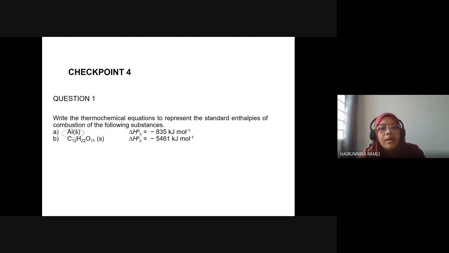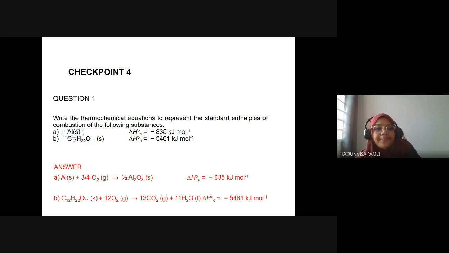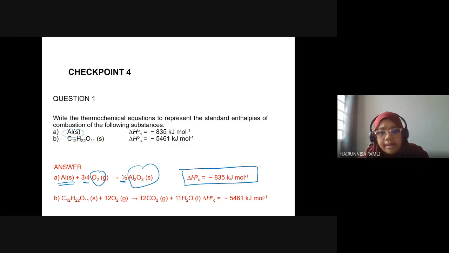Okay, let's take a look. For aluminium, there must be oxygen. The important condition is that this one must be 1 mole. So you will get aluminium oxide. Okay, just balance. So both will get, this one is 3/4, this is 1/2. And make sure you write again the enthalpy of combustion.